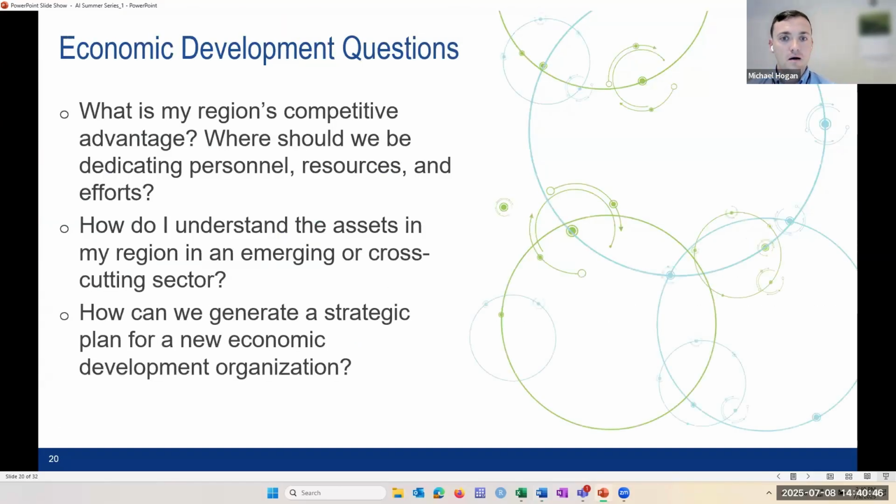The first is, what is my region's competitive advantage? Where should I be dedicating my personnel, resources, and efforts? The second is, how do I understand the assets in my region, particularly in an emerging or cross-cutting sector? And then third, how can we develop a strategic plan for a new economic development organization?